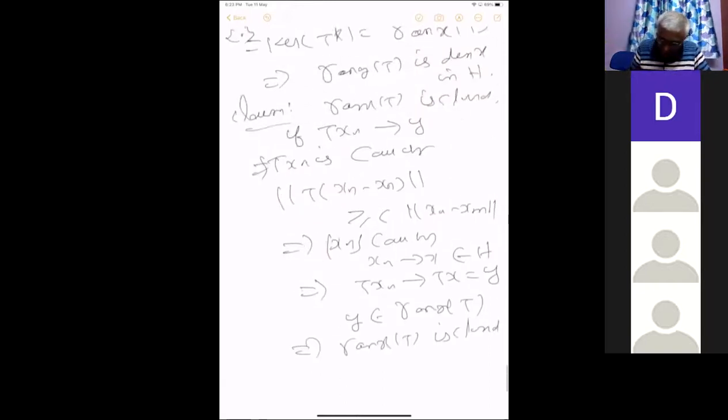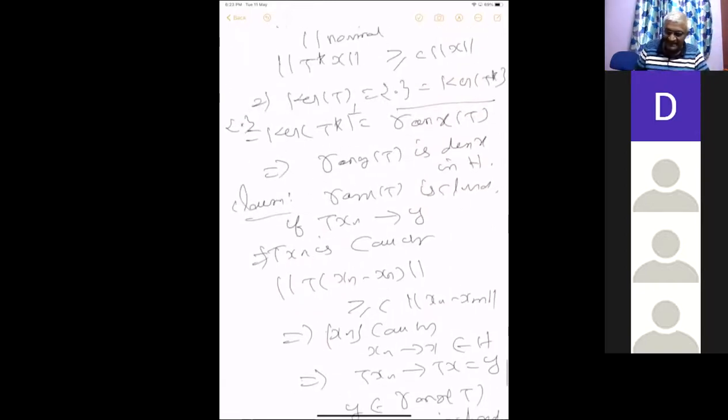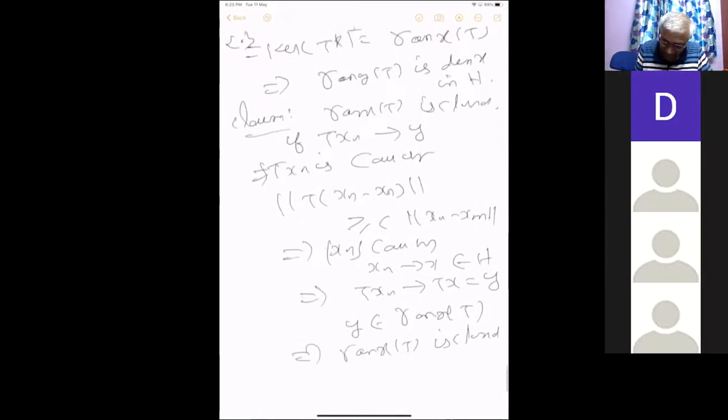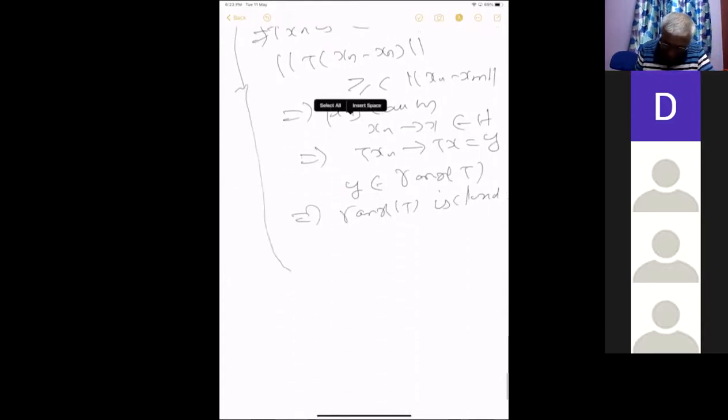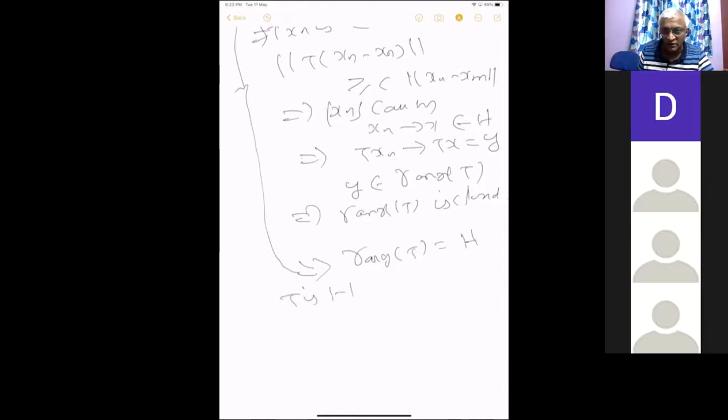Okay, so I proved that range T is closed. Now we have proved that range T is dense. So from whatever I have done here, this implies range T equals H. So T is 1-1, which we have already proved, kernel is 0, it's 1-1, and onto. So T is invertible. By the open mapping theorem, the inverse is continuous. T is algebraically invertible.